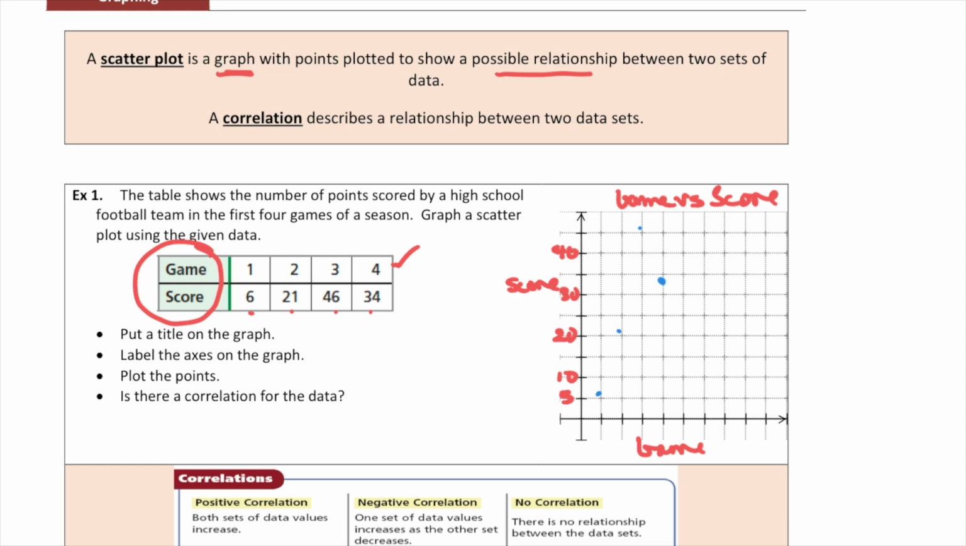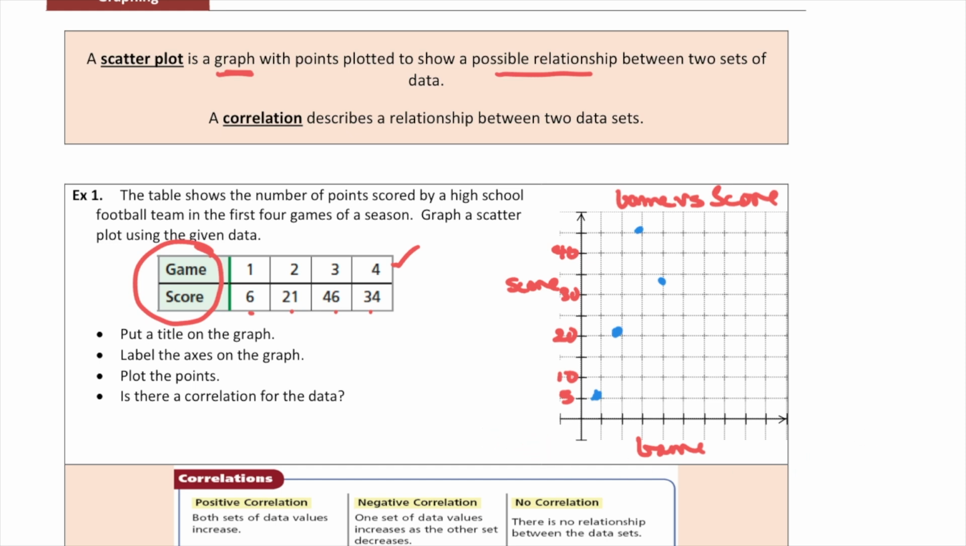Now make certain the points are easy to see. So you're looking for a trend. What is happening with these lines? Can you figure out if the lines are heading upward or downward? What are these lines doing?